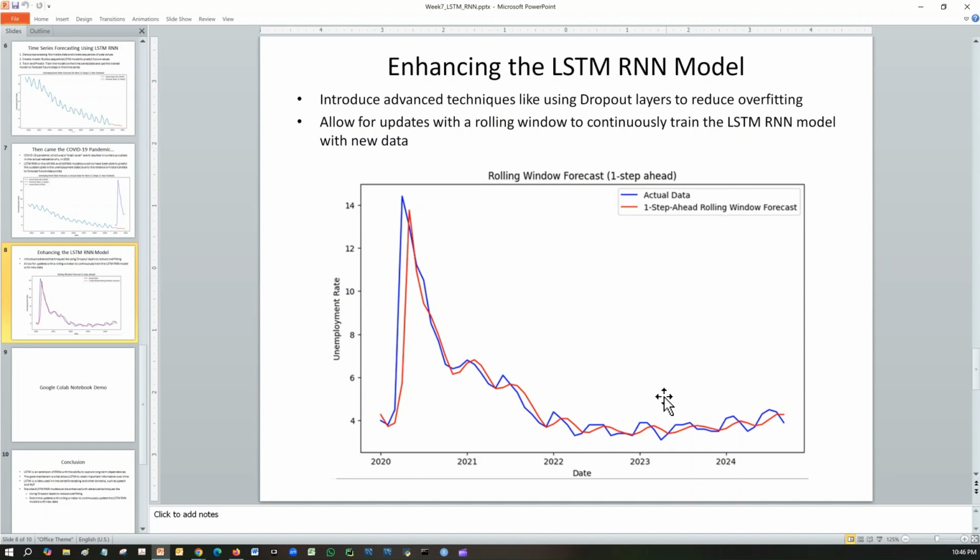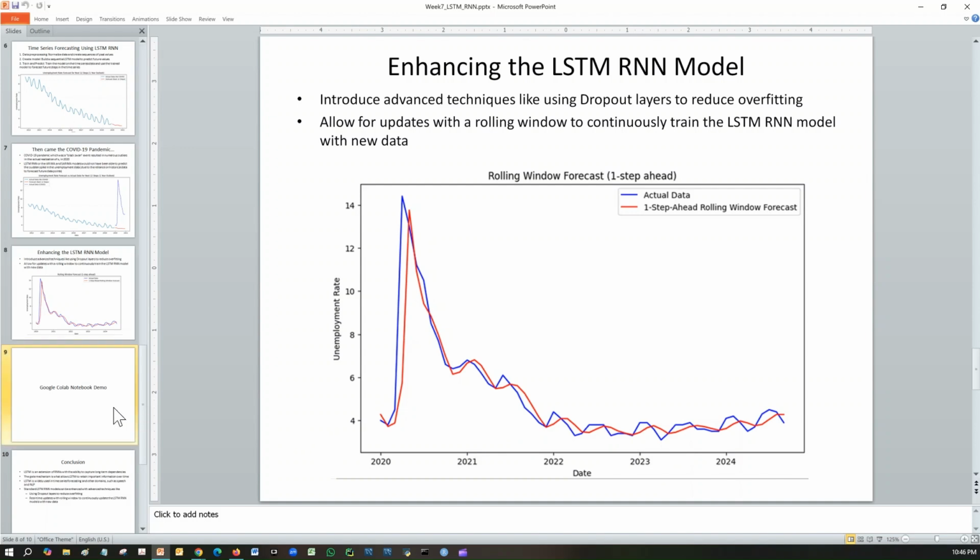So this is one way we can better capture, through time, the evolution of the actual data. Somewhat like overlapping lines, the blue and the red line. So that's one way to use LSTM to forecast just one time step ahead as new data comes in.